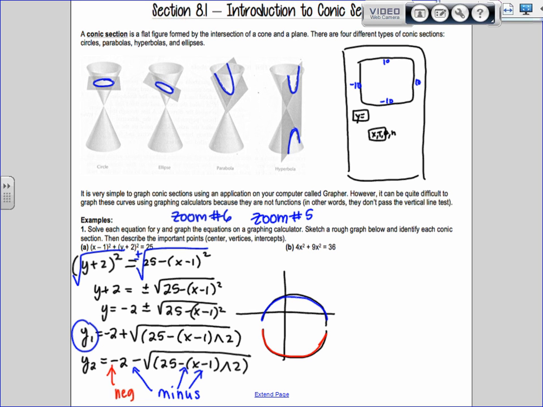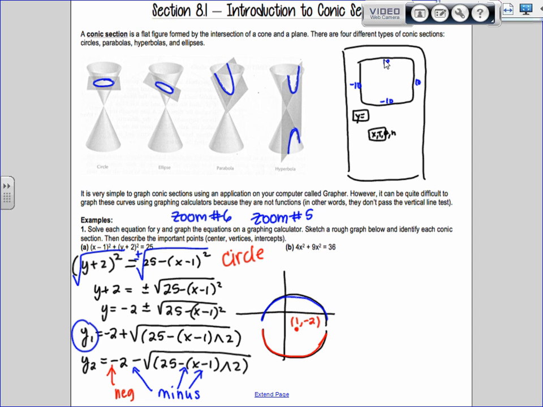Okay. All right. Now notice how it says, sketch a rough graph below and identify each conic section, then describe the important points. So first of all, this is a circle, right? The center of the circle is kind of hard to find. You can kind of estimate if you want to. I'm going to tell you what this one is, and we'll talk about this in the next section. It's going to be 1, -2. It has to do with these numbers here, the x minus 1 squared, y plus 2 squared. That's where those numbers are coming from.